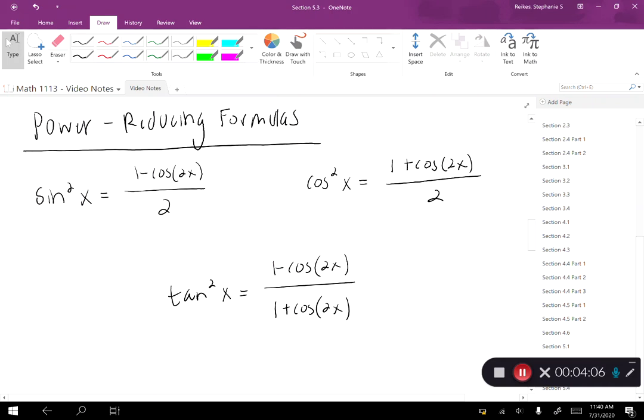Next, I have the power reducing formulas to mention, and that is sine squared x is equal to 1 minus cosine 2x over 2. Cosine squared x is equal to 1 plus cosine 2x over 2. And tan squared x is equal to 1 minus cosine 2x all over 1 plus cosine 2x. The purpose of these formulas is to express either sine squared, cosine squared, or tan squared in terms of trigonometric functions with powers not greater than 1.